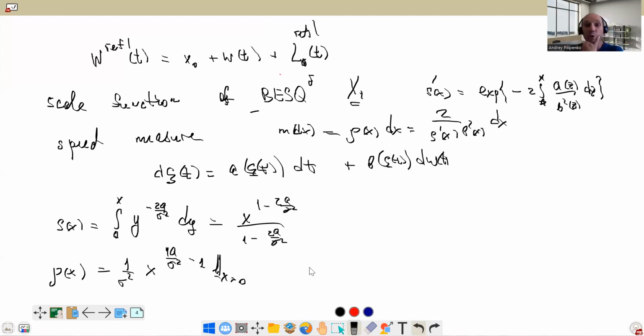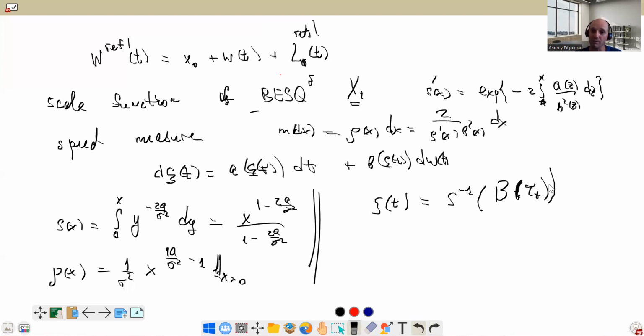Well, if we consider a general diffusion where a and b are very nice functions, then it appears that psi of t can be represented as the following. S to the minus 1 is the inverse of the scale function. And then you take some Brownian motion, at the moment tau of t. So this is the so-called transformation of time.